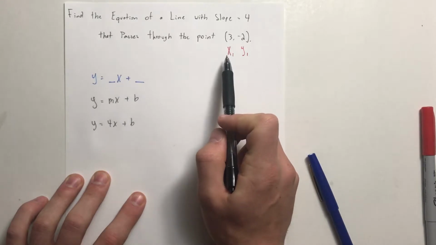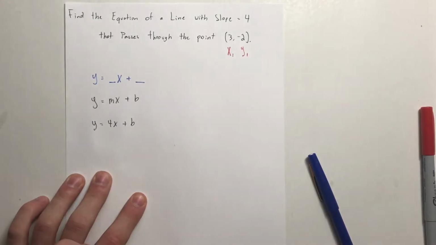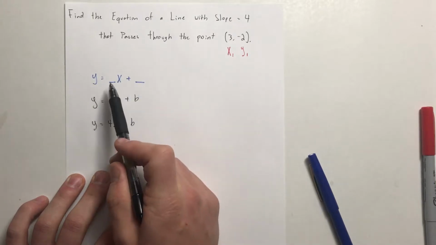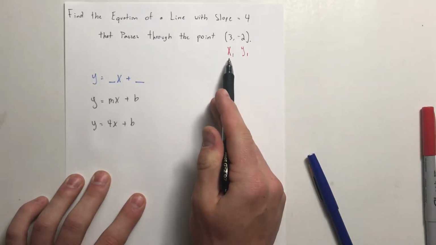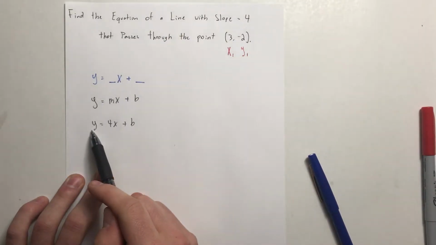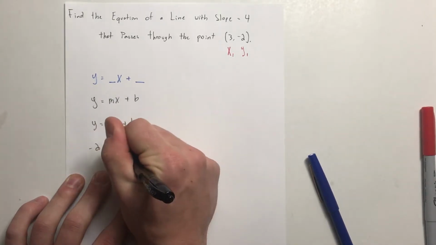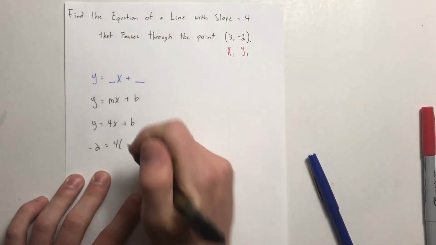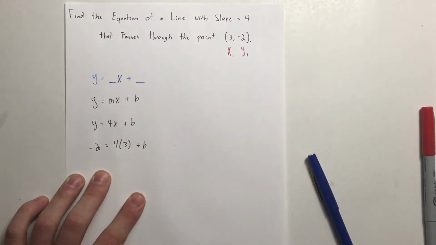And we're also given this point, this x1 and y1. So if we plug in this point into this equation here, we can then solve for our b value, and then just plug in our b and our m up top, and then we'll have the full slope-intercept form of that line. So I'm going to plug in my x1 for this x here, and my y1 for this y right here. So that's going to look like negative 2 equals 4 times my x1, which is 3, 4 times 3, plus b. And now we just need to solve for b.